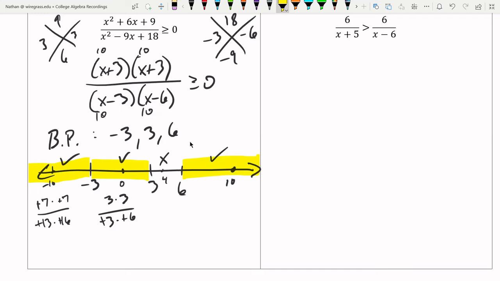All right. Finally, this is greater than or equal to here, which means the boundary points are included, except the ones from the denominator. That's because the denominator gives us 0, and you can never include those boundary points. So positive 3 and positive 6 cannot be included, but negative 3 can. So we have an interval from negative infinity up to positive 3, union with 6 to infinity.